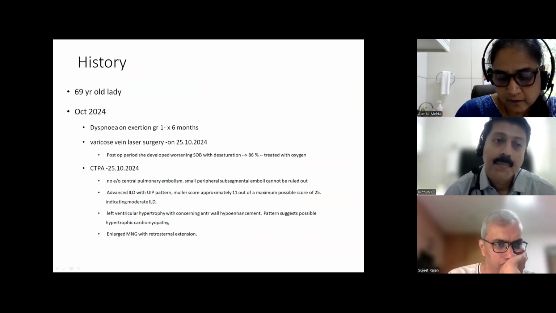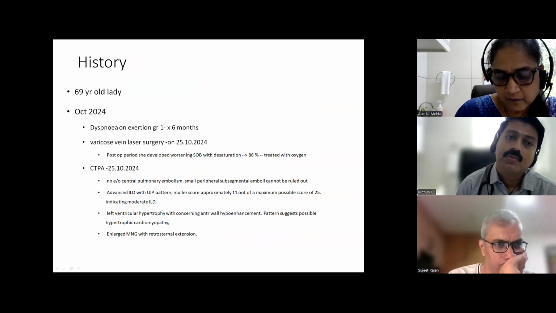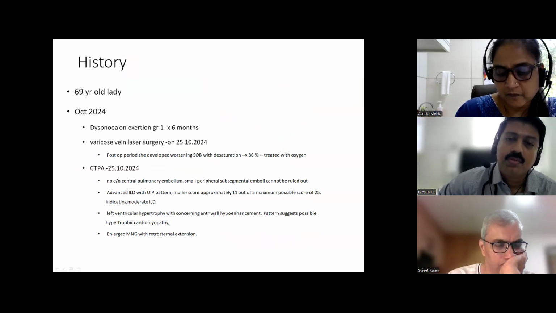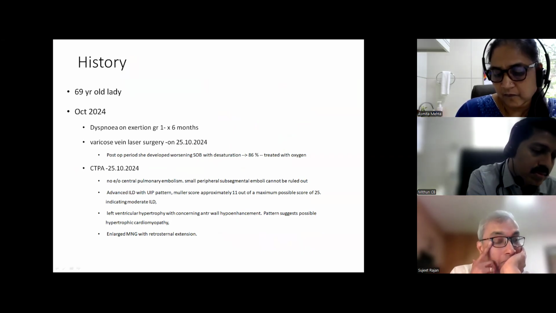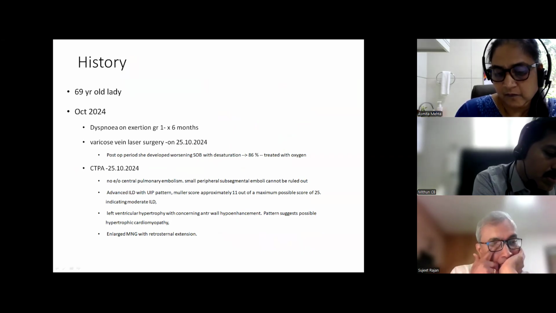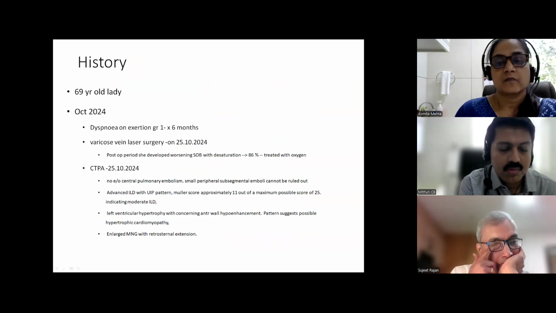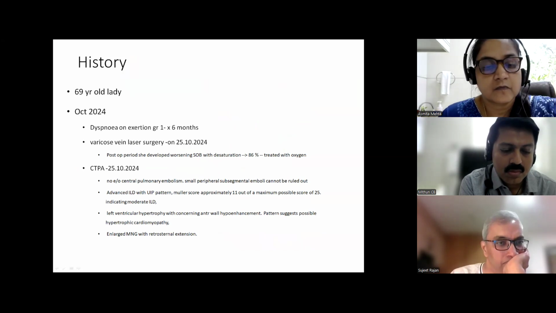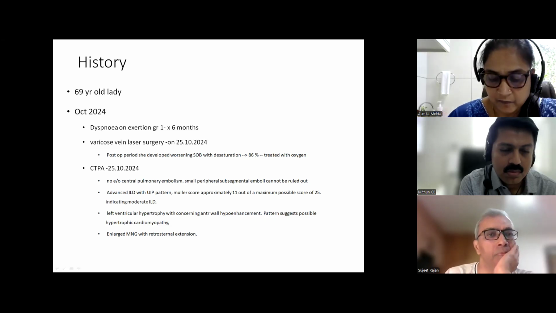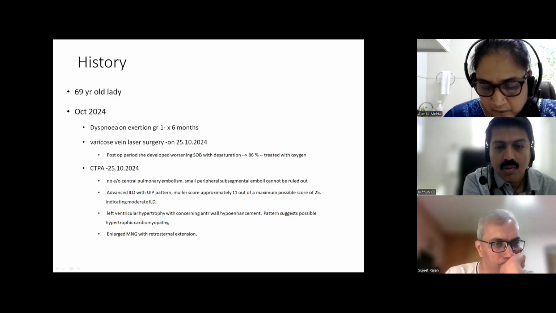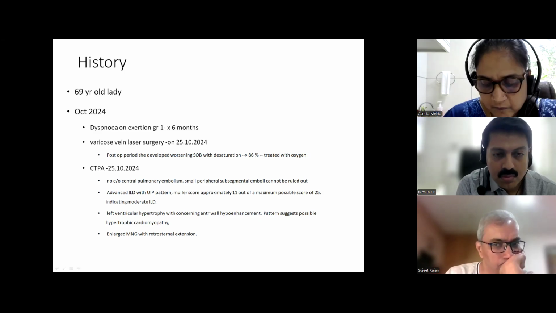At that time, she had undergone varicose vein laser surgery on 25/10/2024. On the first post-op day, she developed an episode of desaturation, and they suspected a pulmonary embolism and did a CTPA. There was no evidence of any major pulmonary emboli, but there was incidentally detected ILD, which was reported in the CT.